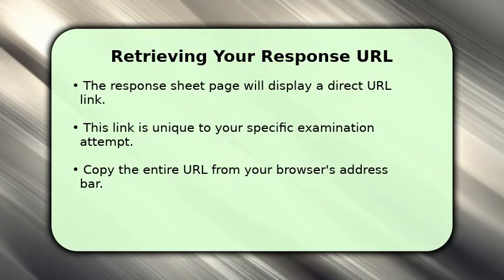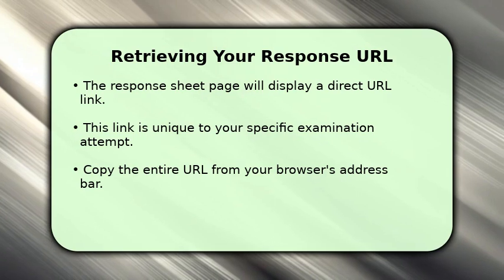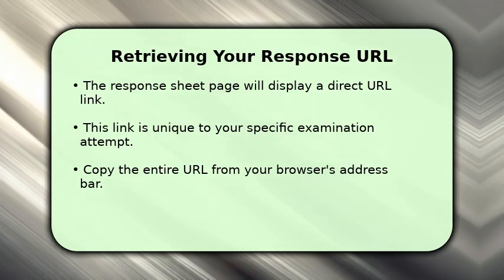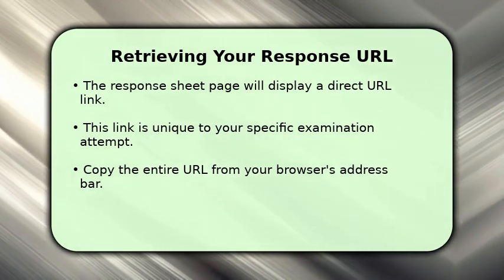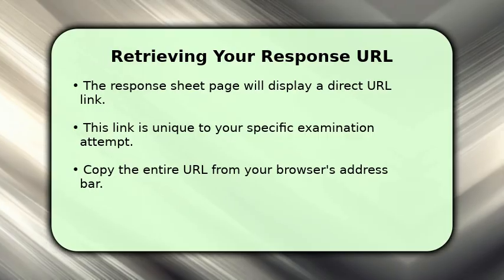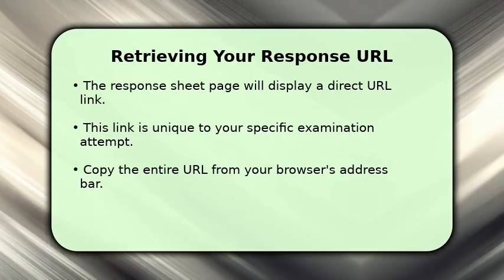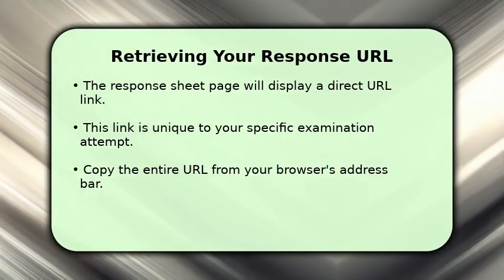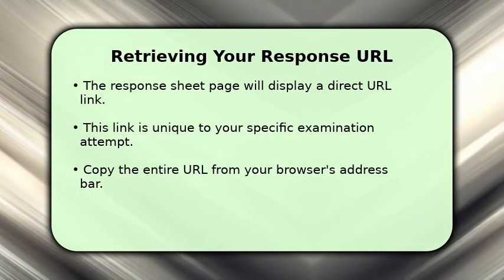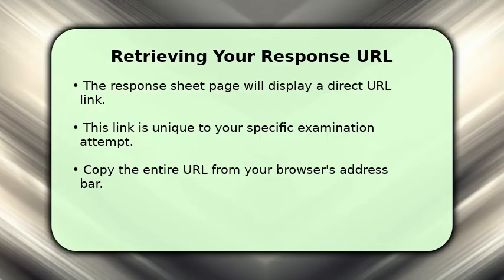Upon reaching the response sheet page, you will see your individual responses displayed. Crucially, the URL in your browser's address bar at this point is the direct link to your specific response sheet. This unique URL contains all the necessary identifiers for your examination attempt. To share or save it, simply copy the complete address from the browser's address bar. Ensure you copy the entire string of characters for it to be valid.